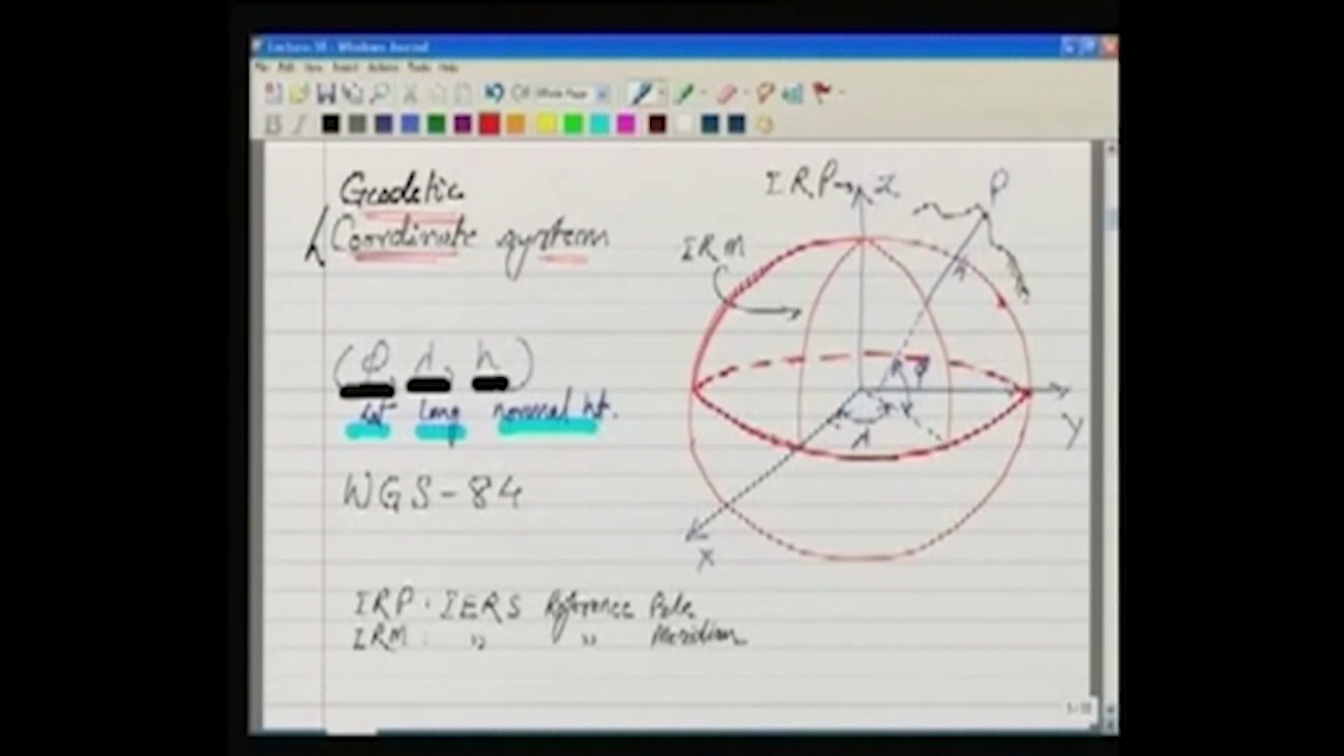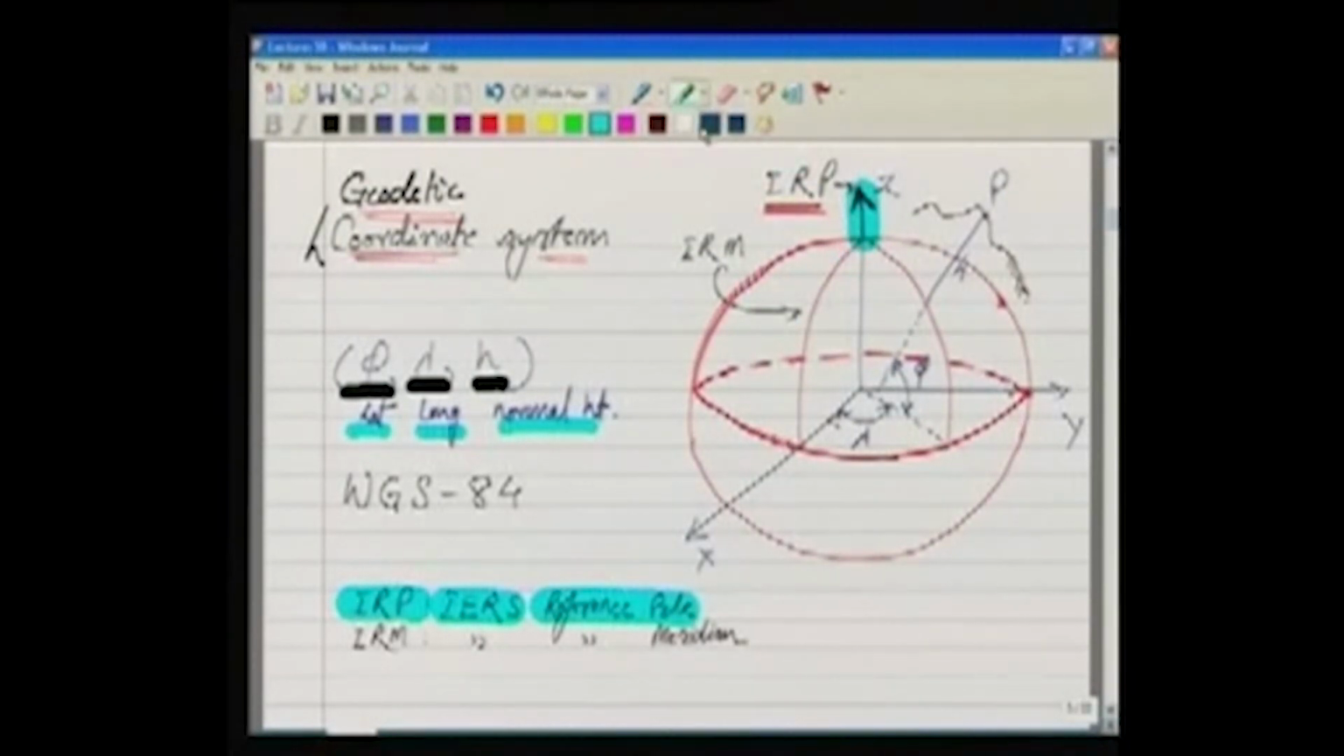Now over here, this particular direction is, we say, IRP. IRP stands for IERS Reference Pole, where IERS is the International Earth Rotation Service. So you can consider this direction as a reference pole, a reference direction which had been established by IERS.